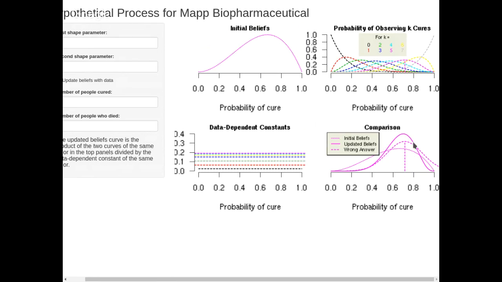So we get a PDF that's shifted to the right and squished together, representing our posterior beliefs after observing the data as to what's the probability this drug is going to cure someone, a person, with Ebola. We can compare that to the frequentist estimate, which we got here, and I replicated with the dashed line. So like I said, the maximum likelihood estimate is 5/7.